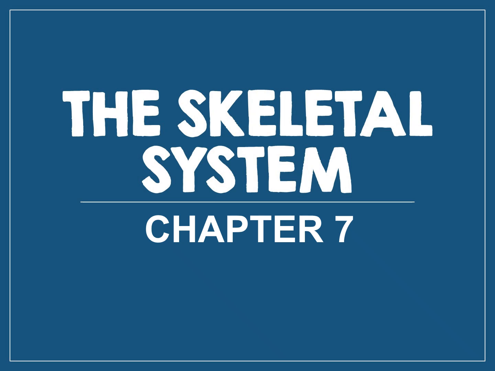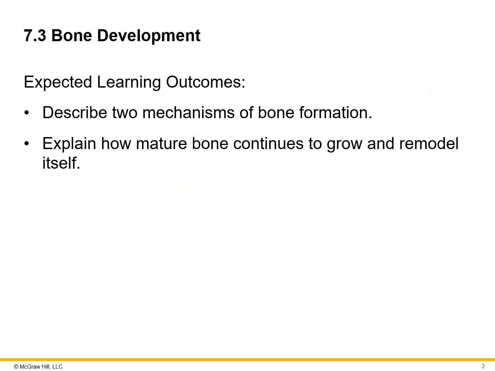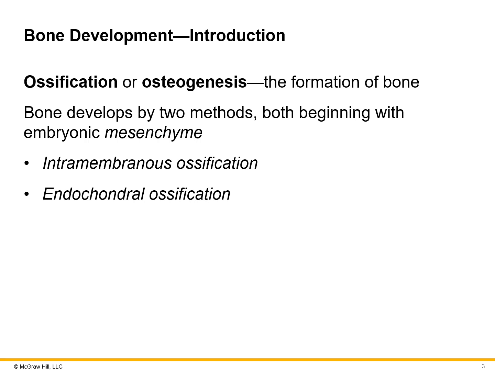Back to talk about bone development. We're just going to talk about the two mechanisms of bone formation. Bone formation is called ossification, or sometimes referred to as osteogenesis. Osteo means bone, genesis means the beginning or formation, so the formation of bone. And there are two methods of bone development.